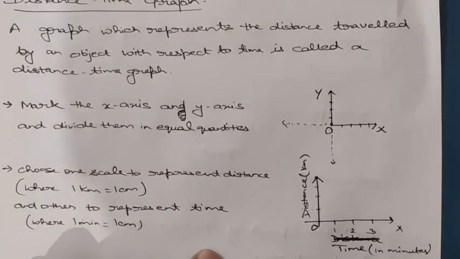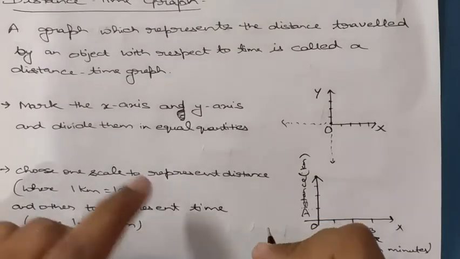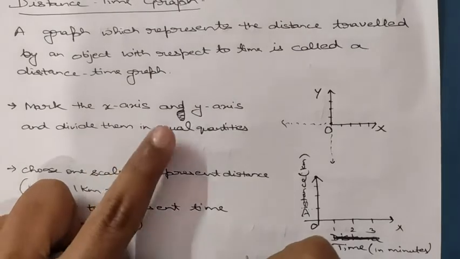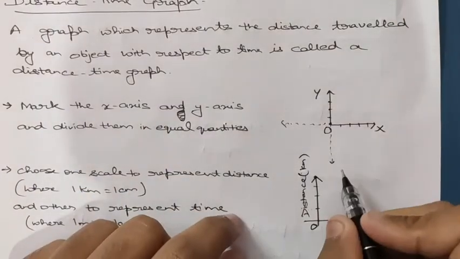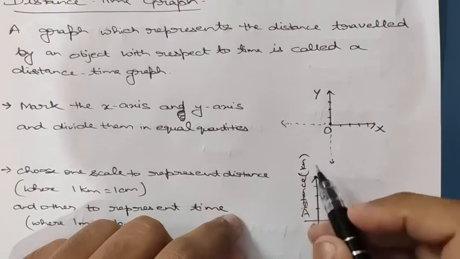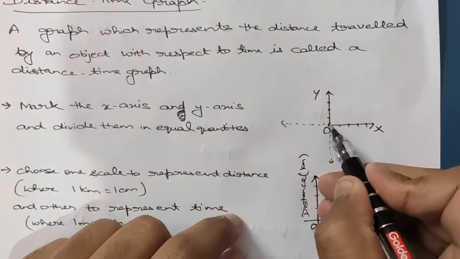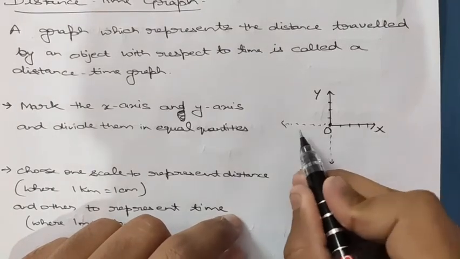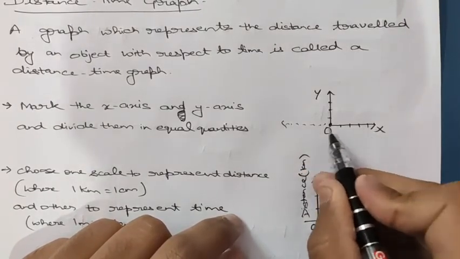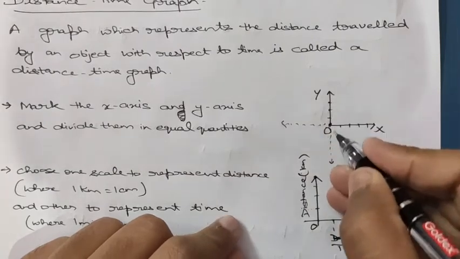now we will discuss how to draw a distance time graph. Okay, so it is very important, students, so please understand it. First one is, mark the x-axis and the y-axis and divide them in equal quantities. For example, it is in graph paper. Okay, so mark a point O. It is said to be the origin. The horizontal line like this is the x-axis. Okay, this one is the x-axis, and the vertical line is the y-axis.